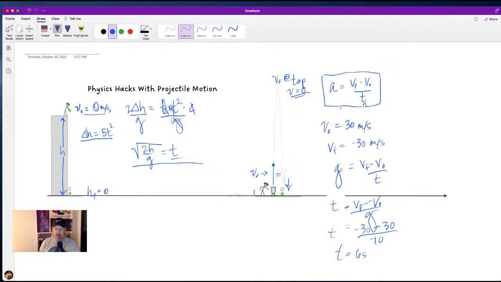So if you just want to do half, you take V initial divided by 10. That will be time to the top, height max. And then 2 times V initial over 10 equals total time.